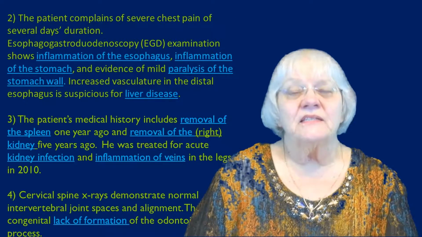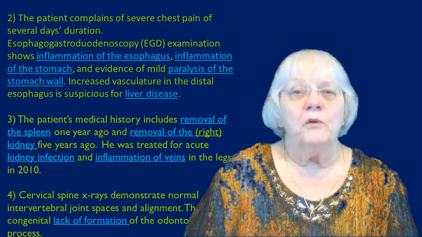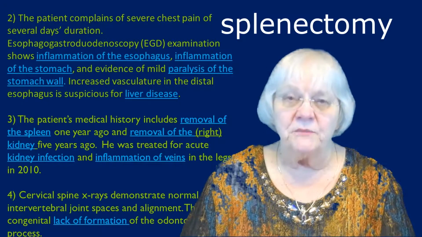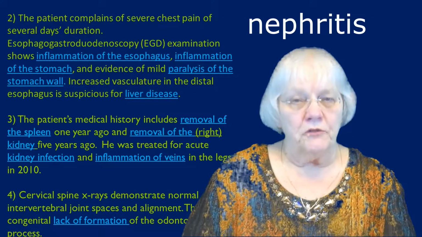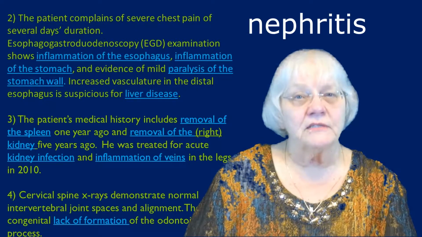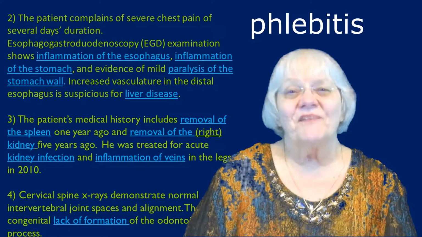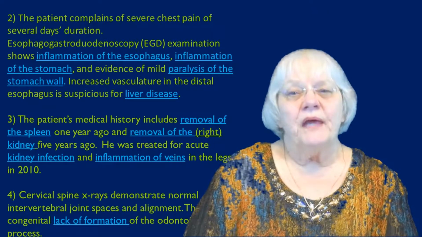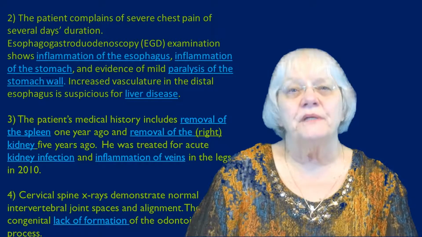In the next one, it says that this patient had removal of the spleen a year ago and removal of the kidney 5 years ago. The spleen removal was splenectomy. The kidney removal was nephrectomy. And then 1 year ago, the patient had a kidney infection, or nephritis, and they had inflammation of their veins, which is phlebitis, right? So nephritis and phlebitis.